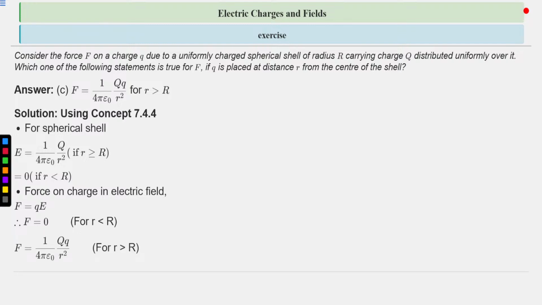And the force is 1 by 4 pi epsilon naught Q q by r square for r greater than R. I have not applied equal to here because there is the generalized term r. So this is 1 by 4 pi epsilon naught Q q by r square for r greater than or equal to R, because the electric field for r greater than or equal to R is this. So force is q into E. I hope you understood.